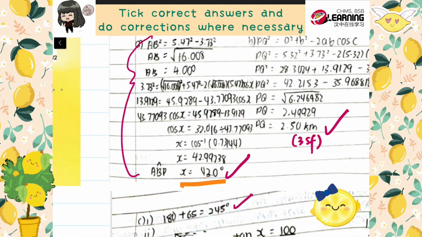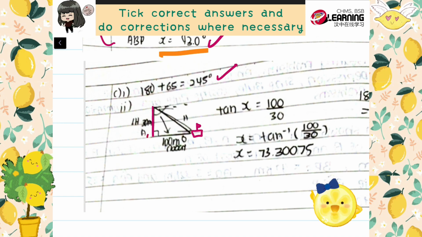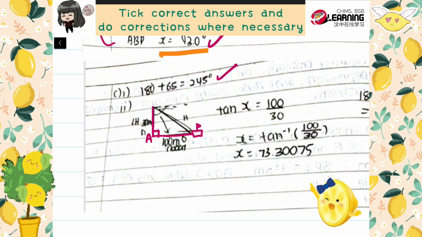And then for C part 2, the question says the lighthouse is at A here. This is the lighthouse. The height of the lighthouse is 30 meters, and your boat is here. This is A. The lighthouse and the boat are basically on the sea. The boat is 100 meters away from A, so you form a 90 degree. And the angle of depression you're looking for is this angle over here.